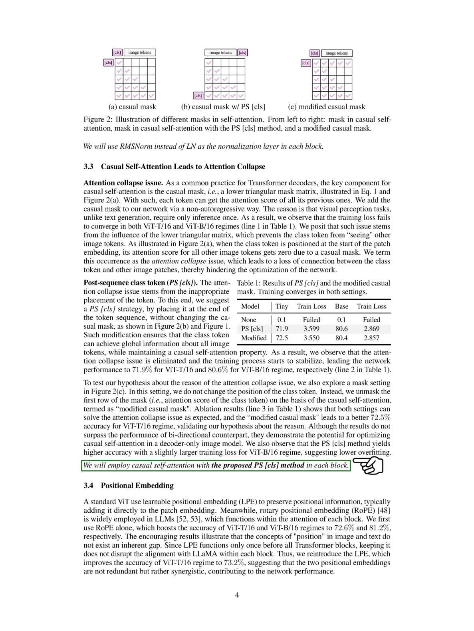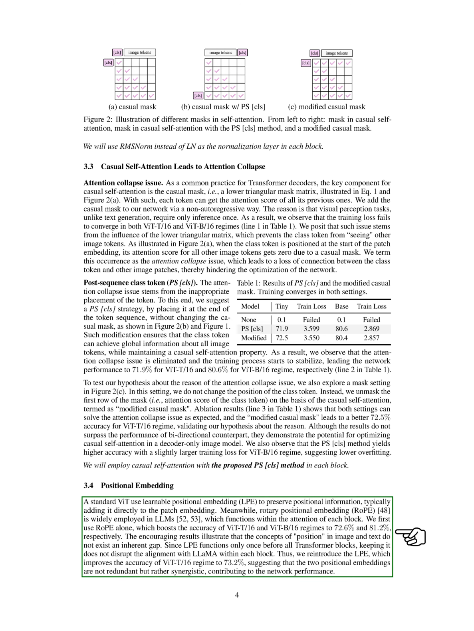Section: Positional Embedding. In this section, we utilized a standard ViT with learnable positional embedding, LPE, to maintain positional information by adding it directly to the patch embedding. We also explored the rotary positional embedding, RoPE, commonly used in LLMs, which operates within the attention of each block. Initially, we employed RoPE alone, enhancing the accuracy of ViT-T16 and ViT-B16 models to 72.6% and 81.2%, respectively.